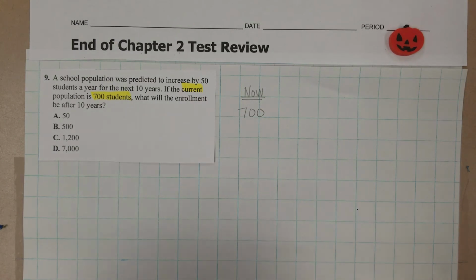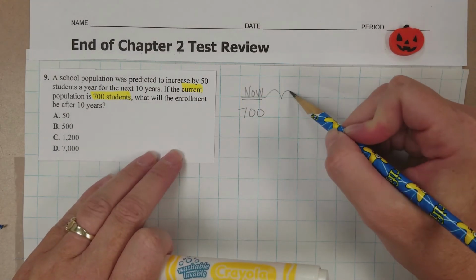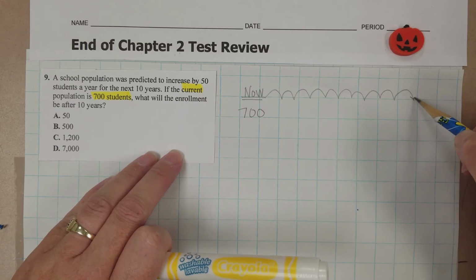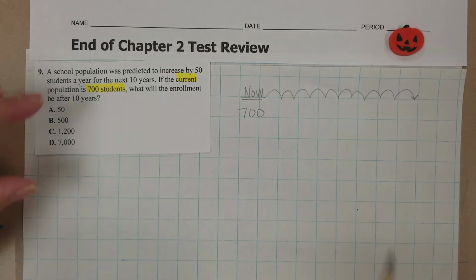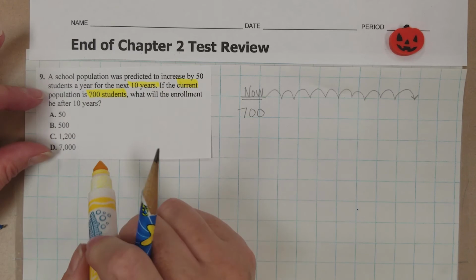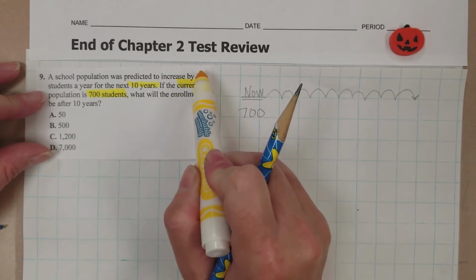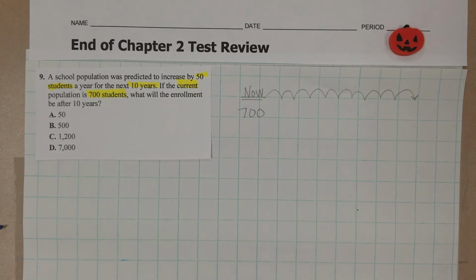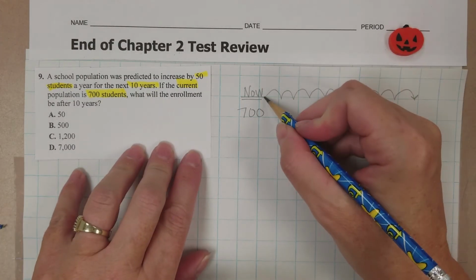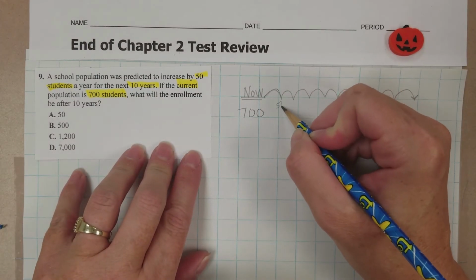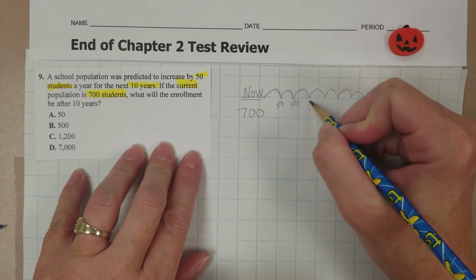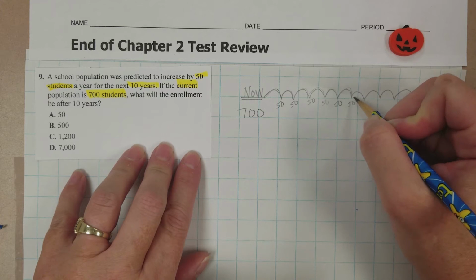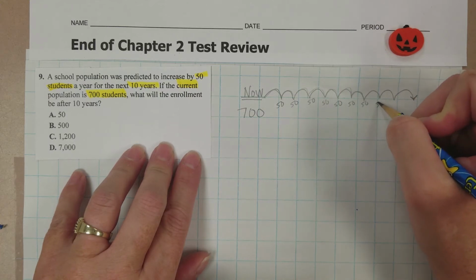Now, for 10 years, 1, 2, 3, 4, 5, 6, 7, 8, 9, 10 years, for the next 10 years, the population is going to increase by 50 students. So this school district is growing. That's a lot of students. All right. So in year 1, they're going to add 50, then 50, then 50, then 50, then 50, then 50, then 50. We're going to keep this pattern going.